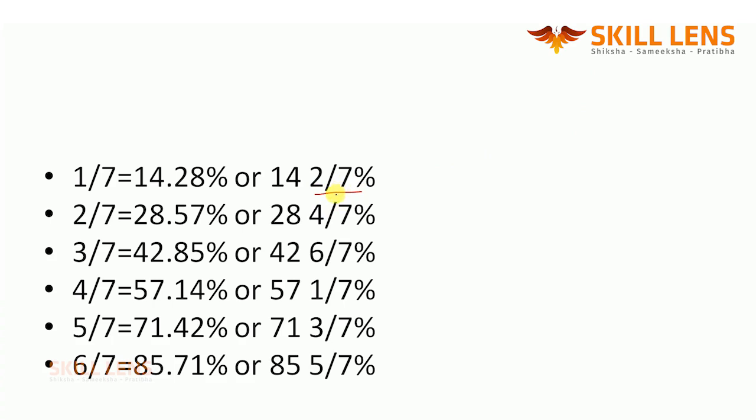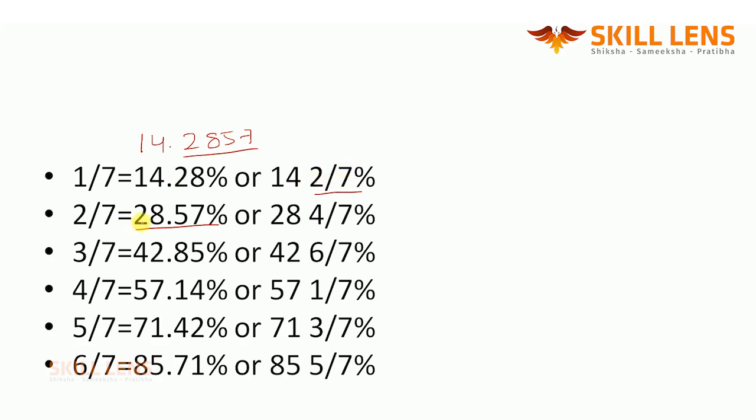Why are we getting 2 by 7? Yes, I am getting 2 by 7 because 14.2857 and so on. But what is 2857? 2857 is nothing but 2 by 7. Instead of writing the whole long number, I am restricting it, writing 14.2857. 2857 is nothing but what?